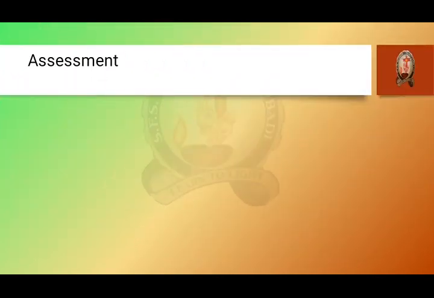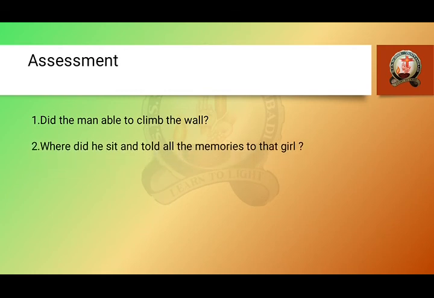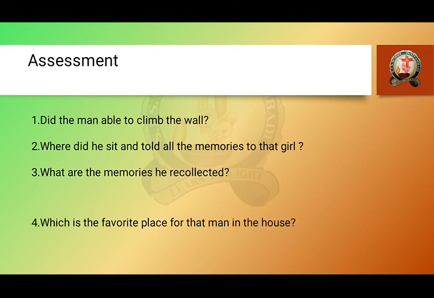This assessment is to assess your understanding. So just write your answers. Number 1, was the man able to climb the wall? Number 2, where did he sit and tell all the memories to that girl? Number 3, what are the memories he recollected?